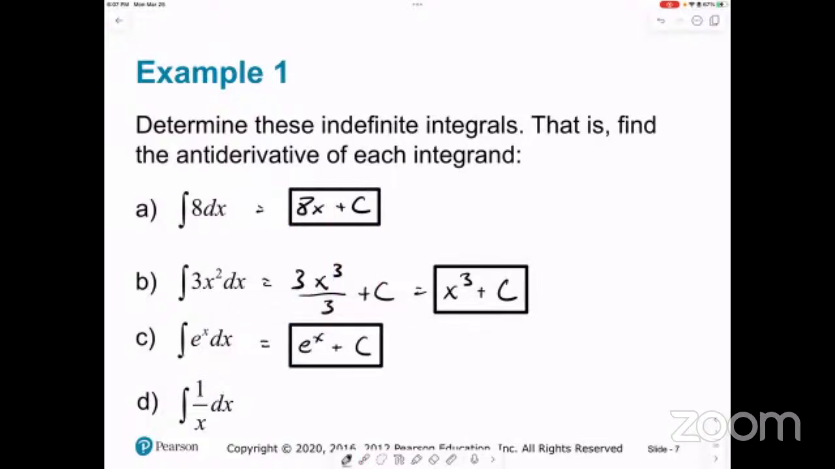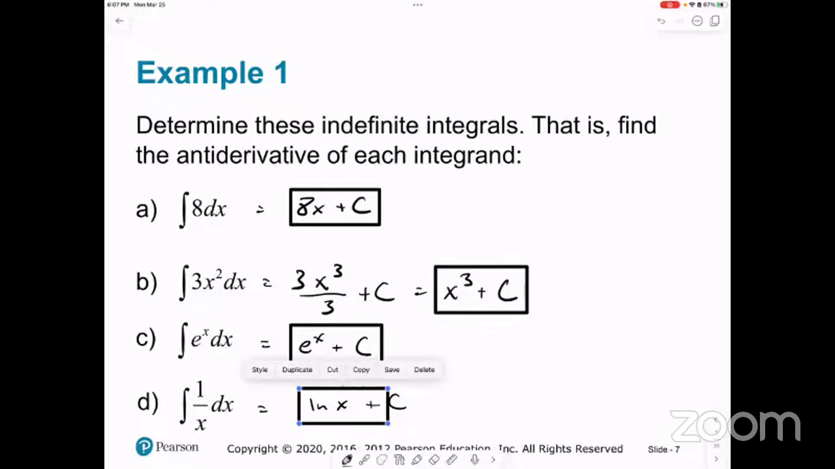Let's see. dx over x. So I think that's what? ln of x plus c. The derivative of ln is du or dx over x, right? So I think we're clear there as well. I think there's a little bit more to the narrative there, but for right now, this will suffice, right?